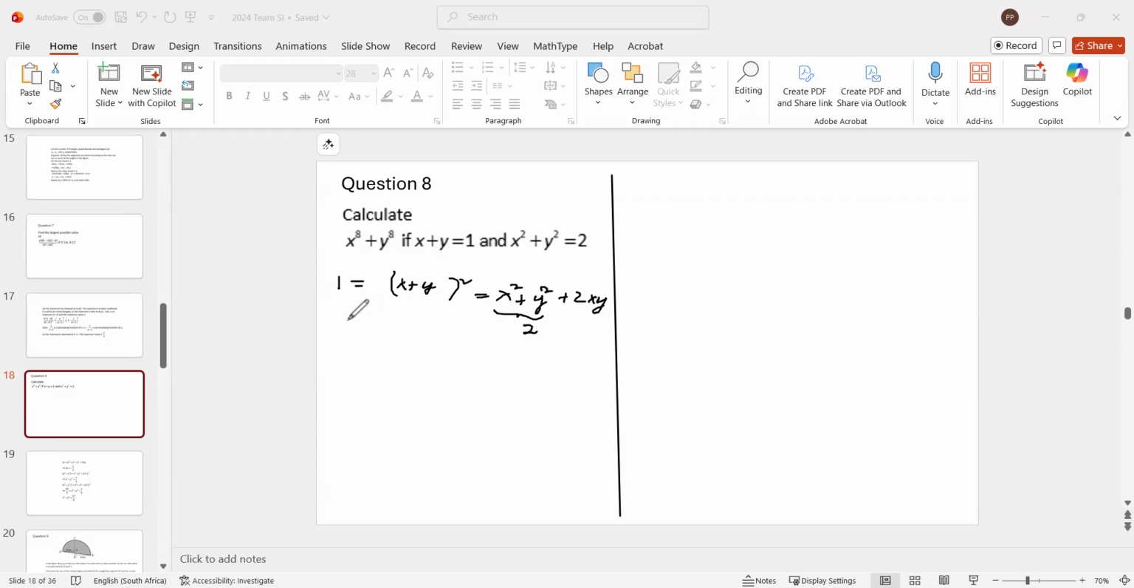So now you know that 2xy is equal to 1 minus 2, which is minus 1. So xy is equal to minus a half, because 2xy is equal to negative 1. Therefore, xy is negative half. All right, so we have a value for xy. We need to get to x to the 8 plus y to the 8.